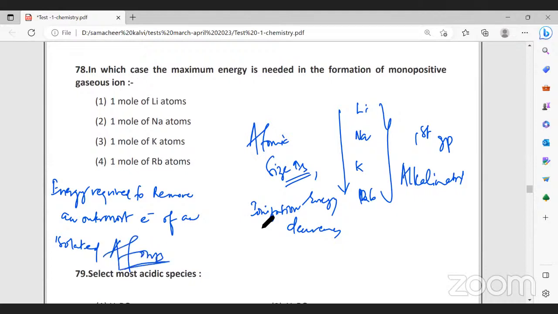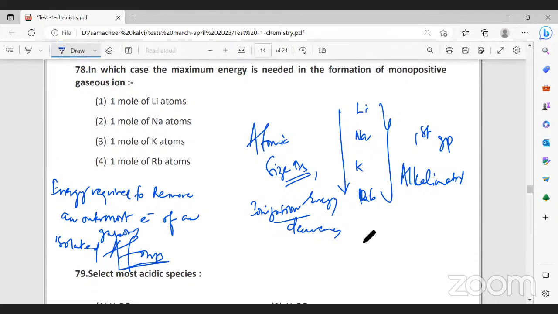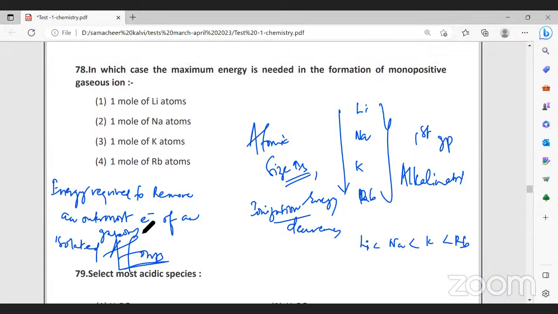What is ionization energy? Energy required to remove an electron from the outermost orbit of an isolated gaseous atom. Now, what we understand from the series is lithium is smaller compared to sodium, sodium is smaller compared to potassium, and potassium is smaller compared to rubidium, because as we go down the group, atomic size increases. Now, in order to remove an electron from the outermost orbit, it is easy for rubidium because rubidium is larger.